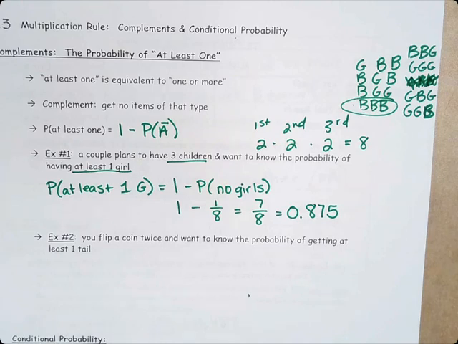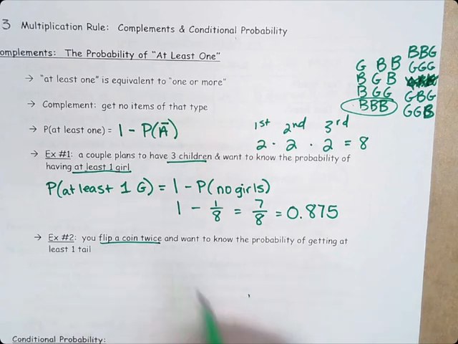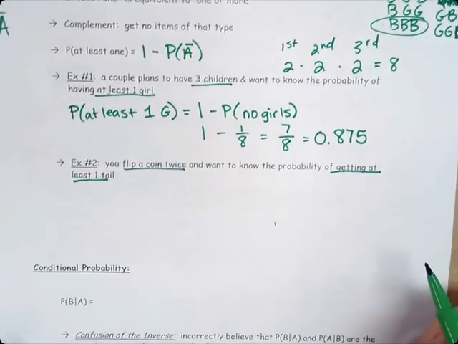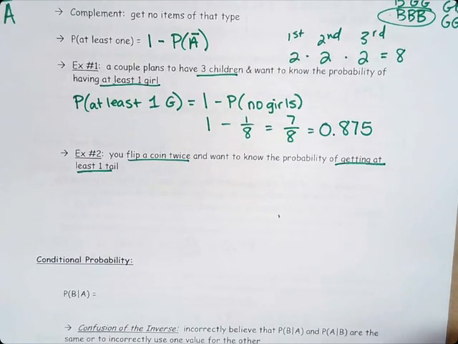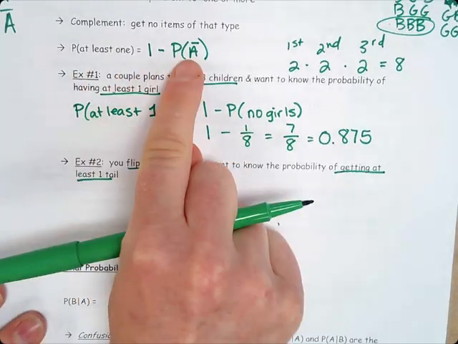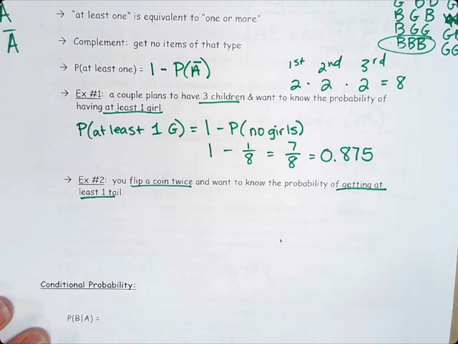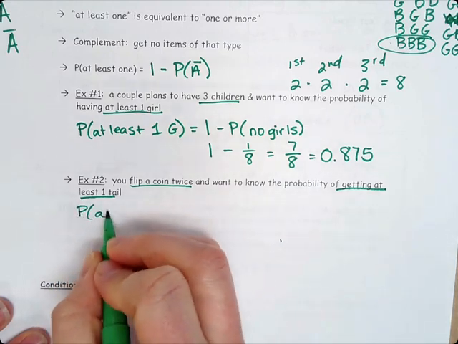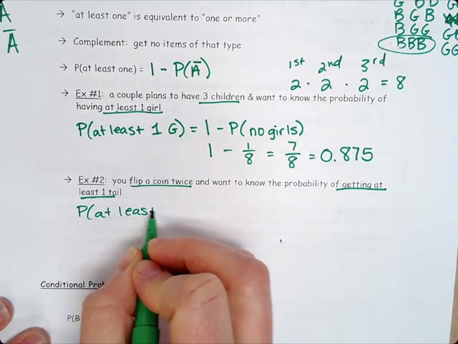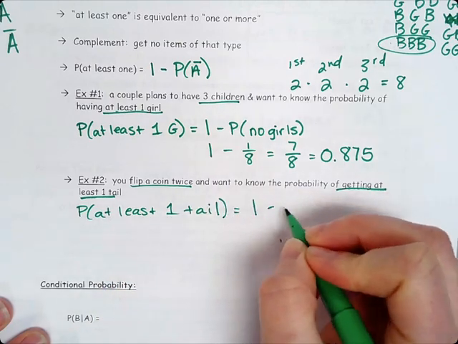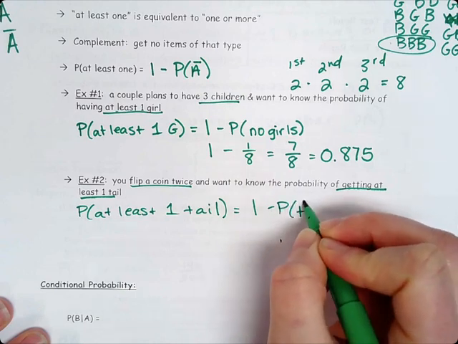Okay, let's look at the next one. You flip a coin twice and want to know the probability of getting at least one tail. So how could we use that rule of the at least one to find the probability of getting at least one tail? What would we subtract? Y'all can talk. 1 minus probability of no tails. Yep. 1 minus probability of no tails.